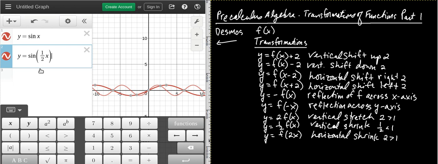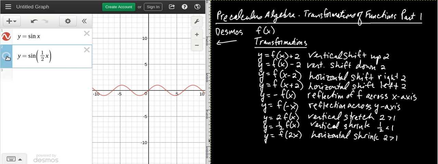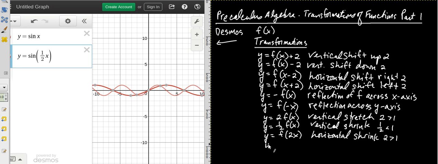What's the effect? Well, if this was the original function, you basically have stretched it. You've pulled on the left and you've pulled on the right as if it was a piece of wire, and you got this stretched out horizontally. Okay, so let's write that down. If you have y equals f of 1/2 x, the effect is that you have a horizontal stretch. And what's important is that the 1/2 here, whatever you're multiplying x by, is less than 1.